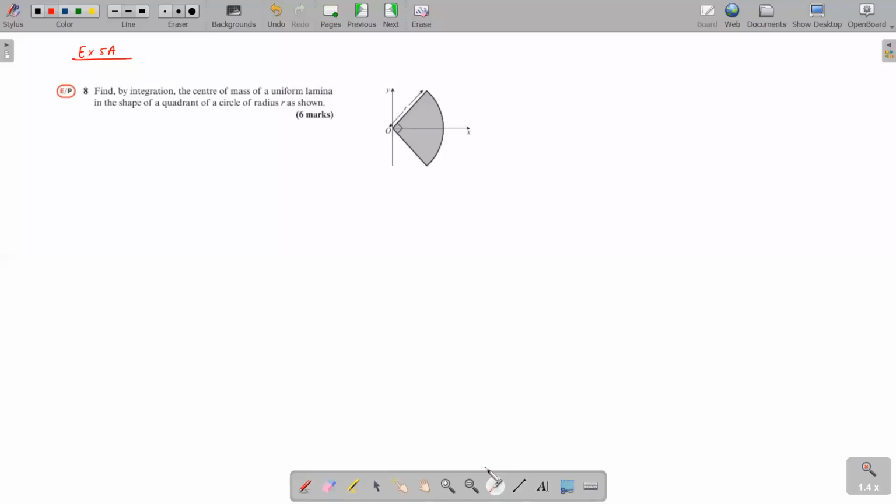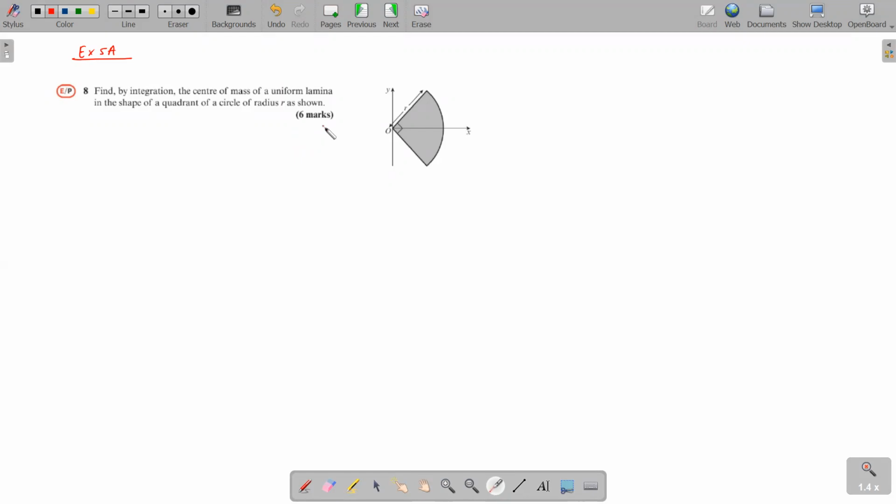All right, guys. So let's quickly do a question under this. Exercise 5A, question number 8. They say find by integration the center of mass of a uniform lamina in the shape of a quadrant of a circle of radius r as shown. So they say to find by integration.